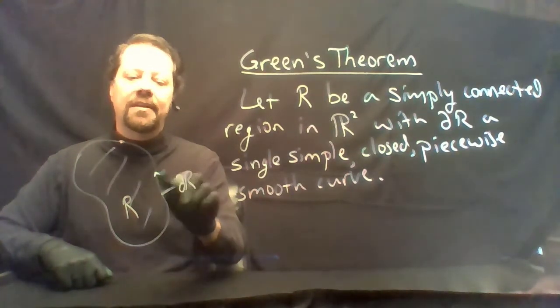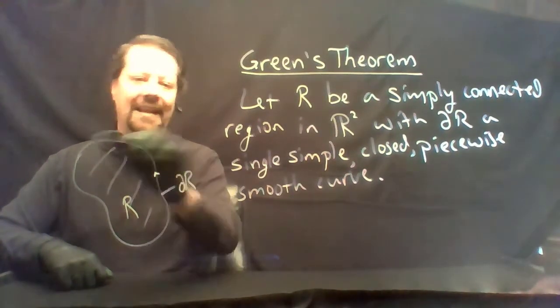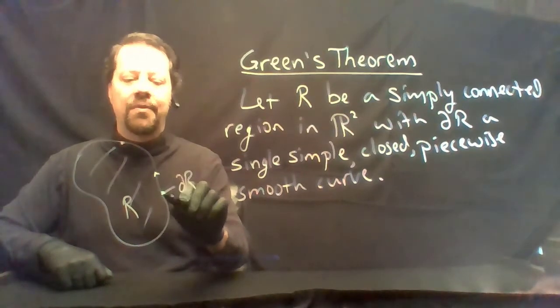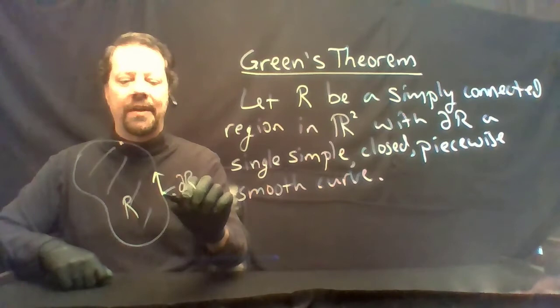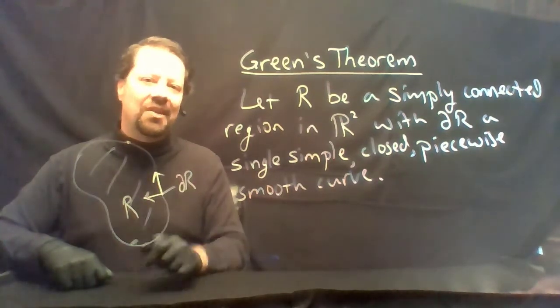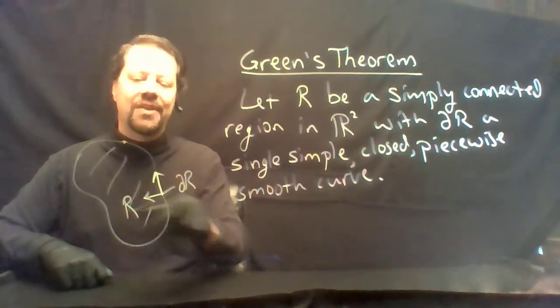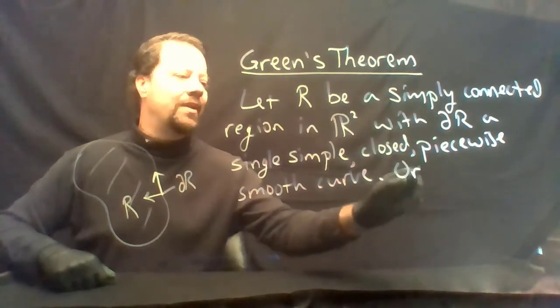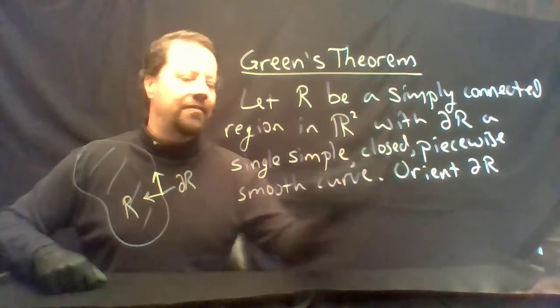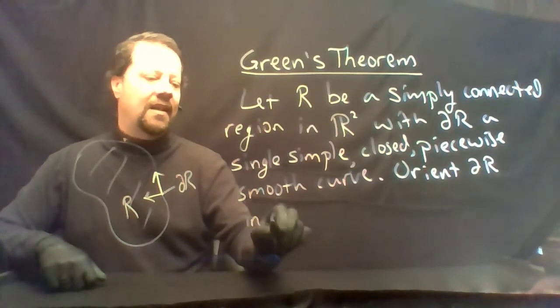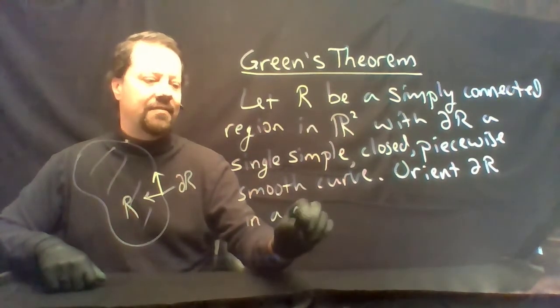We're going to orient the curve in a counterclockwise fashion so that if you were to walk in the direction of the tangent vector to the curve at each point and stick your left arm out, your left arm will be pointing into the region R. So we're going to orient the boundary curve in a counterclockwise fashion.